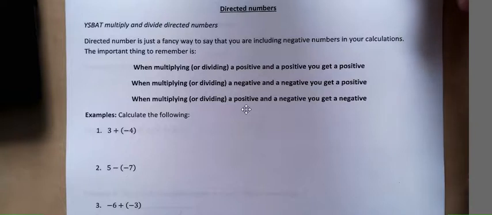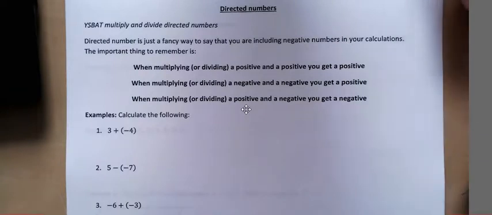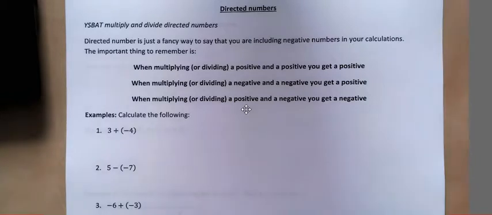The important thing to remember is when multiplying or dividing a positive and a positive, you get a positive. When multiplying or dividing a negative and a negative, you get a positive. When multiplying or dividing a positive and a negative, you get a negative. There's loads of different ways of remembering this. Some people remember the big good man coming into town and all that sort of thing.